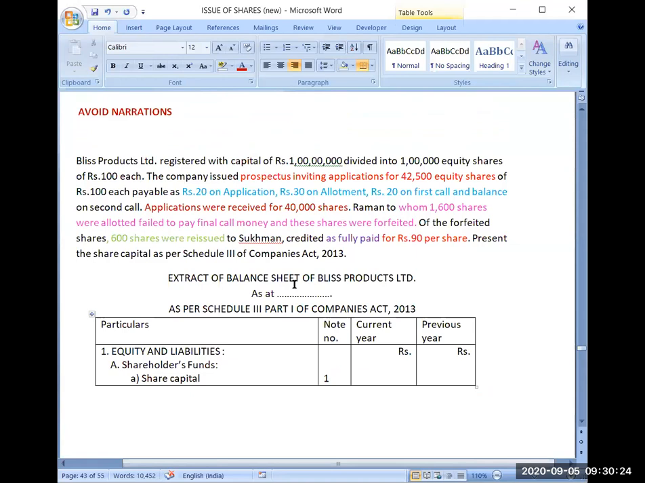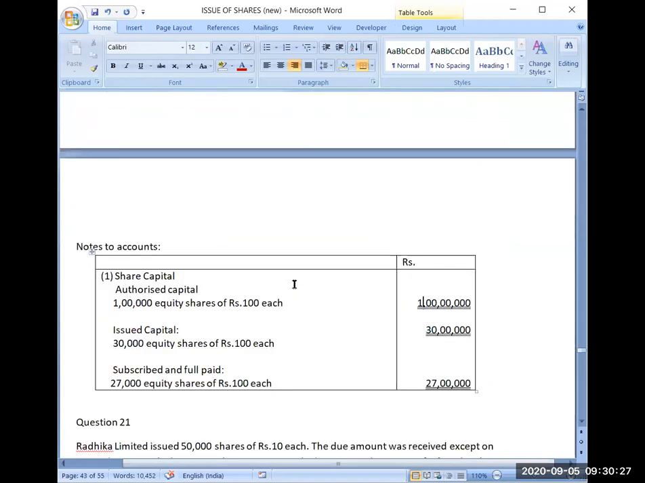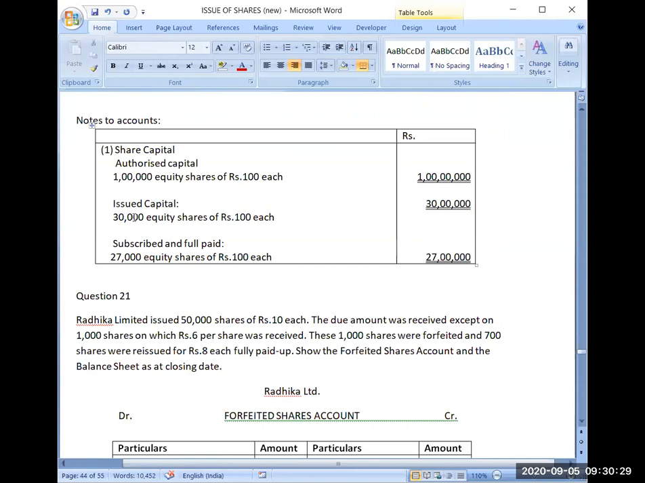Then second is issued. So number of shares issued is 42,500. 42,500 equity shares you have issued, and it will become 42,50,000.